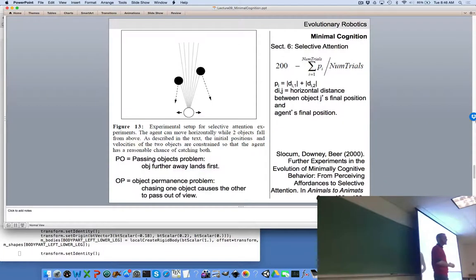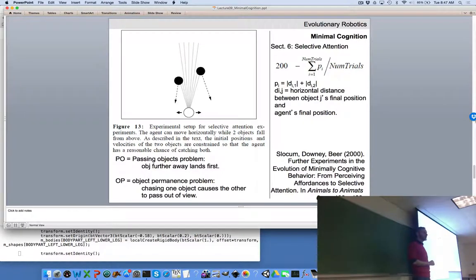Someone walk me through the fitness function here. This one's pretty straightforward. How are they evolving here or rewarding for more or less selective attention? How close it came to the moving discs when they were at the same X. Exactly. So when one of the objects hit the ground, at that point, take the horizontal distance between the robot and that object at that time, right? So the different pair of objects are going to hit the ground at different times. And whenever you do, make sure that the robot is there to capture it, right?